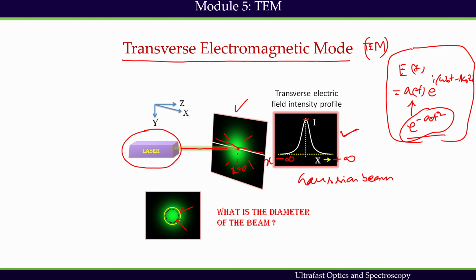In many laser-based experiments, finding out fluence, which is defined as energy per cross-sectional area, becomes very important, and it depends on the size of the laser beam, that is, the cross-sectional area. That's why it is important to define the diameter of the beam.